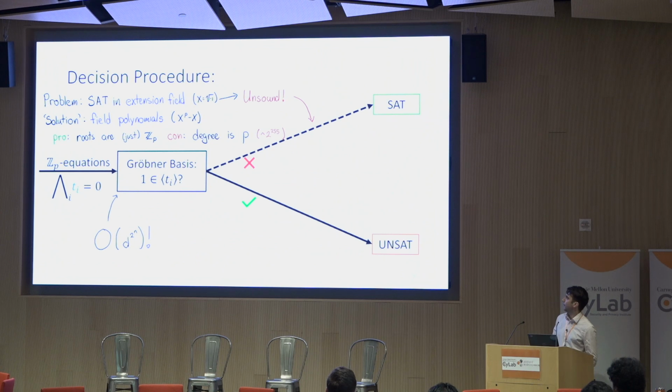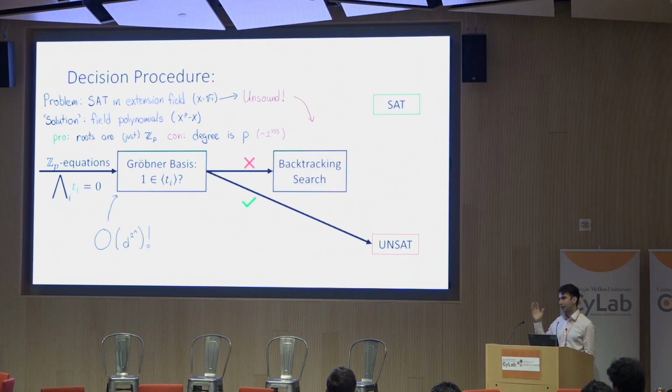So we can't do this. Instead, we whip together a backtracking search. I'm not going to talk about how it works in this talk, but you can look at our paper if you are interested. What you should know about the backtracking search is that it's correct, so we can trust the output of it, either satisfiable or unsatisfiable.